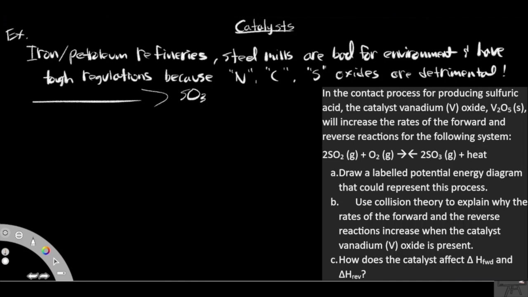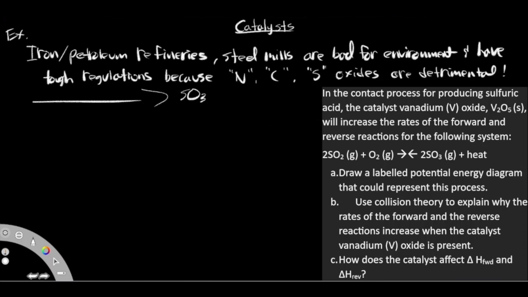However, when we create SO3, this is a valuable product. And in order to increase production of this SO3, the higher the yield at a faster rate is obviously preferred. What do we use? We use a catalyst, vanadium(V) oxide here, and it helps increase the rate of the reaction. Now, it can increase it in the forward direction, but it can also increase it in the reverse direction as well, which is unfavorable.